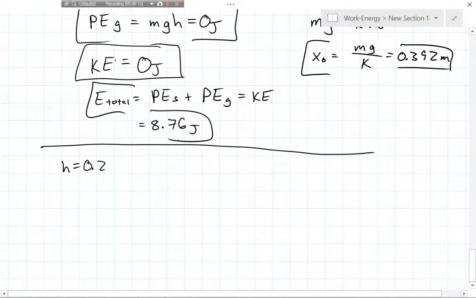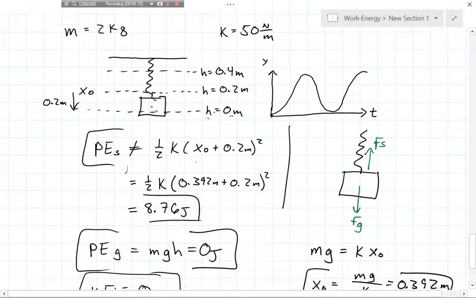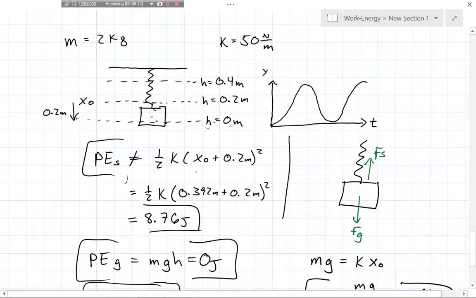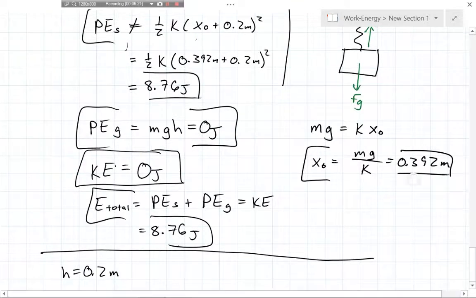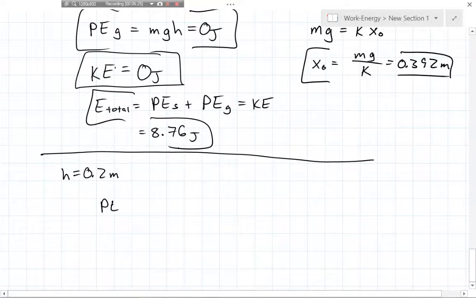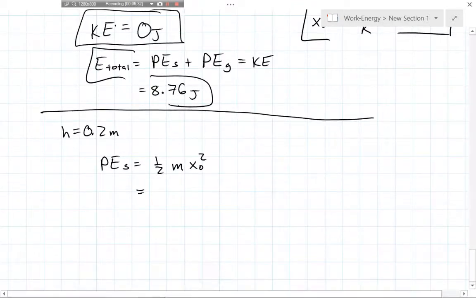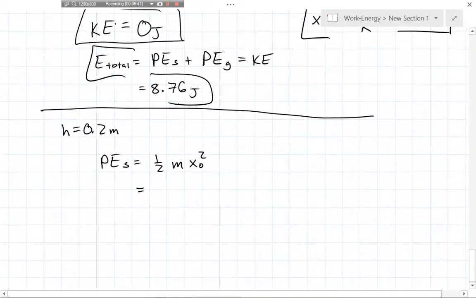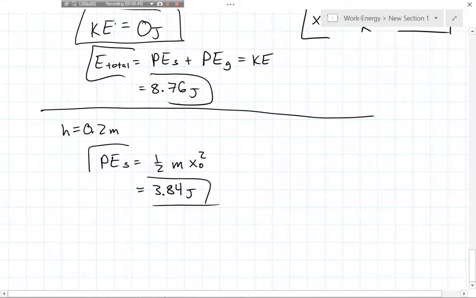So we're looking at when the height is 0.2 meters. When this happens, the mass is back at its equilibrium position, which means the spring is stretched by 0.392 meters. So the potential energy stored in the spring is going to be equal to 1/2 k times this x naught squared. Which, if we plug numbers into this, let me look at my cheat sheet here, is 3.84 joules. So that's how much energy is stored in the spring when the mass returns to its equilibrium point.